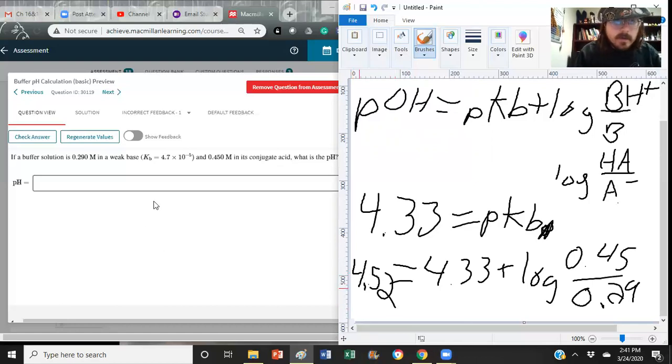Once again, you need to carefully watch what they are asking for. They are not asking for pOH, they're asking for pH. So from there, we need to flip that around. So 14 minus 4.52 would be your pH. So this buffer is 9.48. Other than that, that's not particularly hard.